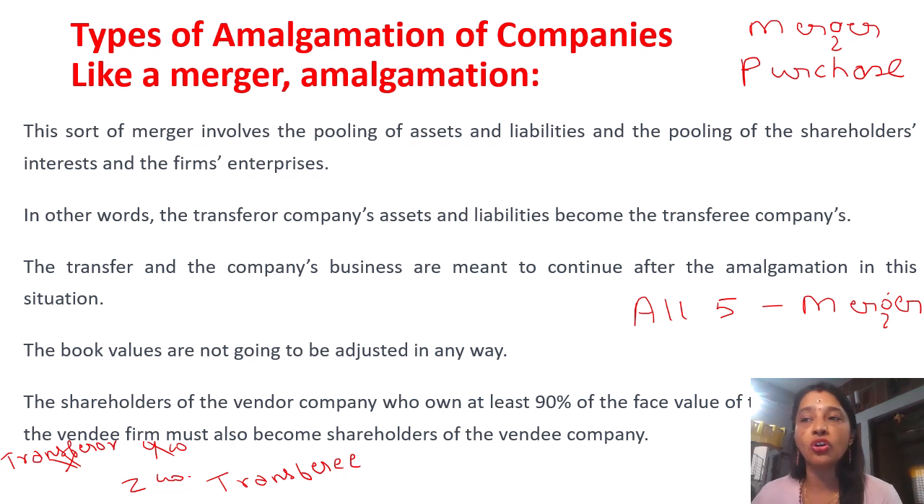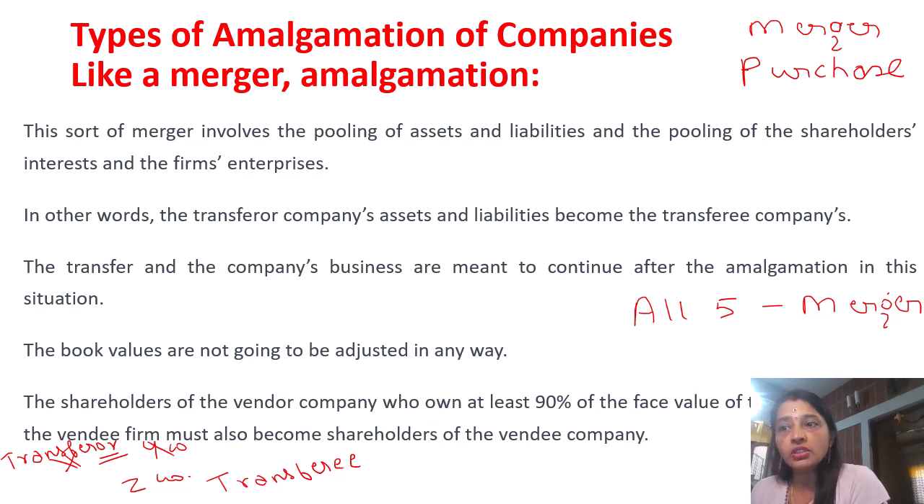So the first condition is that all the assets and liabilities of the transferor company after amalgamation become the assets and liabilities of the transferee company. And when they are transferred, it has to be at book value. You should not change the value of assets or liabilities. It has to be transferred at book value. If it is transferred at book value, it is called amalgamation in the nature of merger.